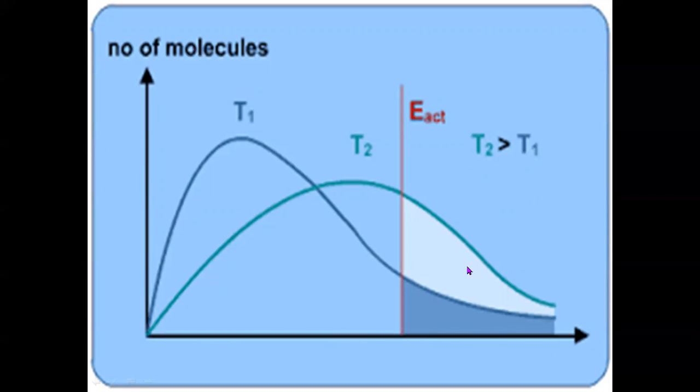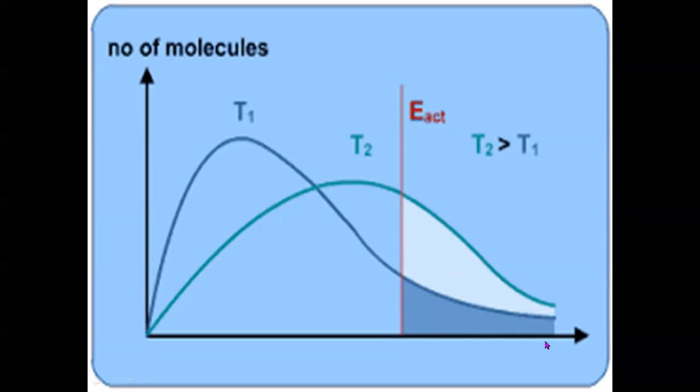And if kinetic energy is more, then the frequency of collision will be more, and during the process they can exchange energy, and the number of molecules with high energy will be more when temperature is increased. So this area will represent the number of molecules which have more energy. So this is more for T2.